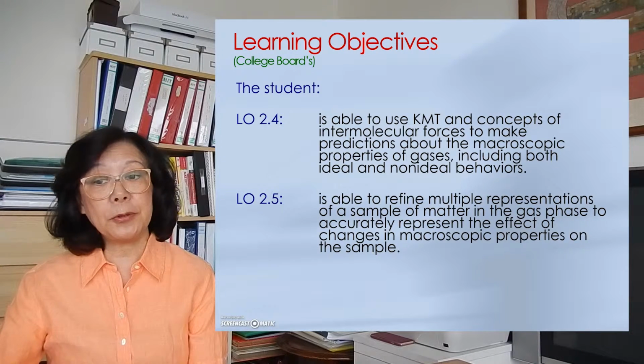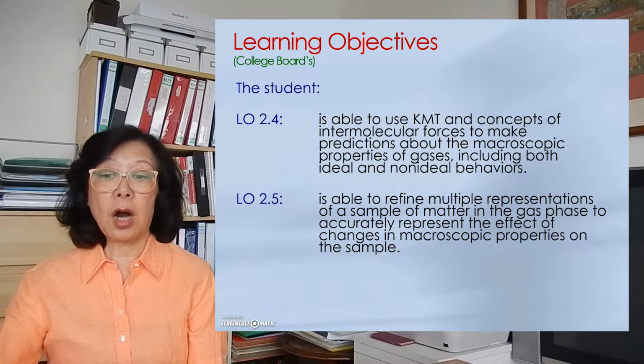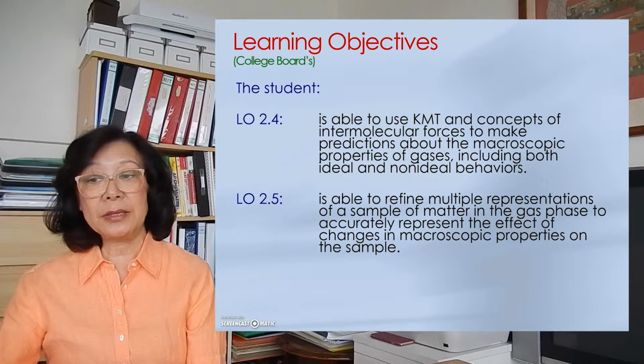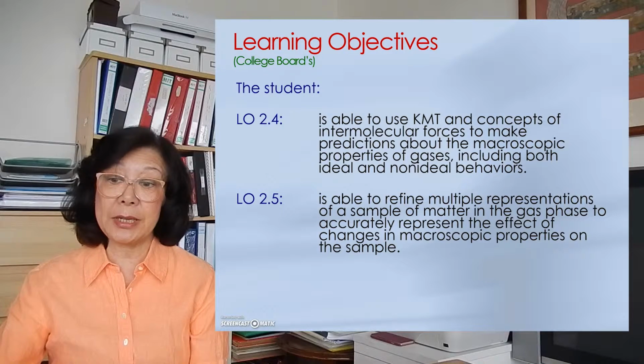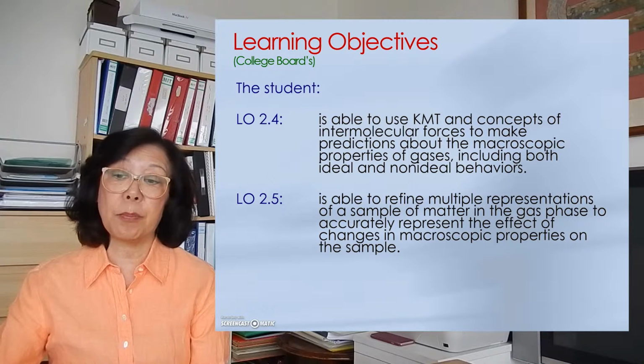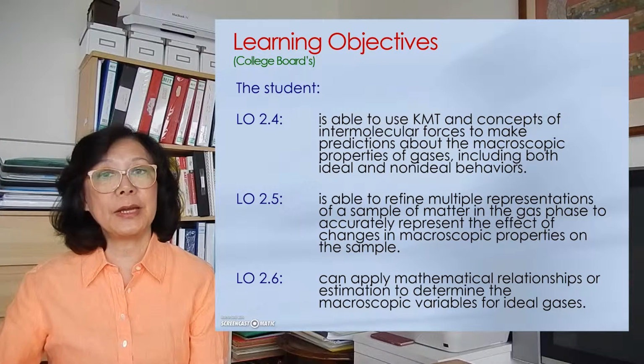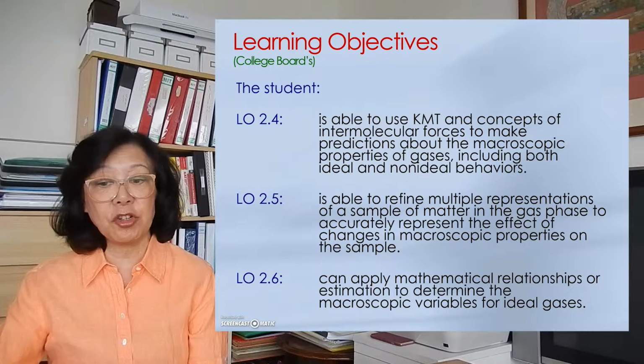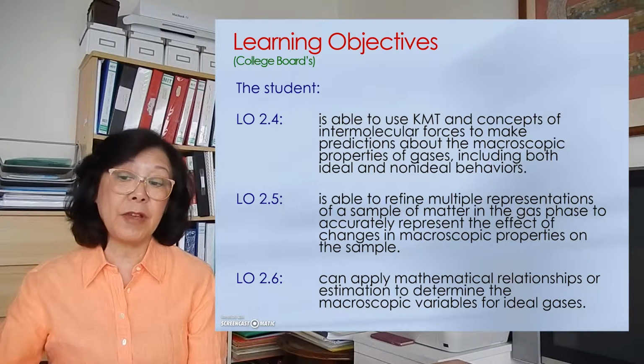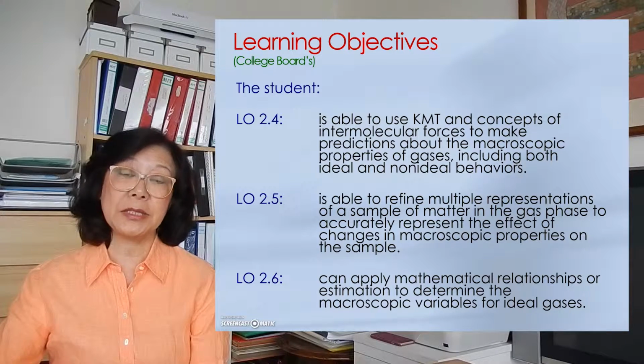That the student is able to define multiple representations of a sample of matter in the gas phase to accurately represent the effect of changes of properties on the sample. And the student can apply mathematical relationships to determine the variables for ideal gases.